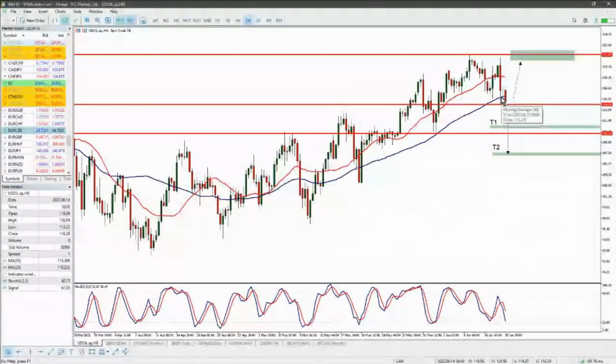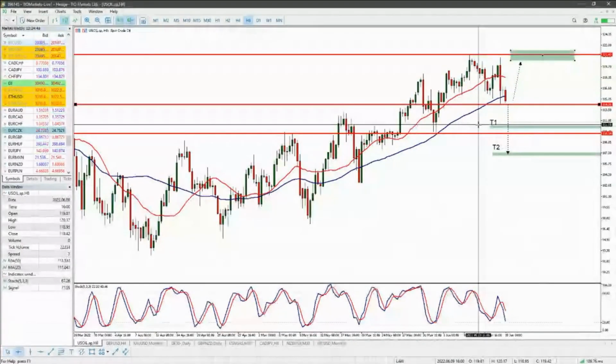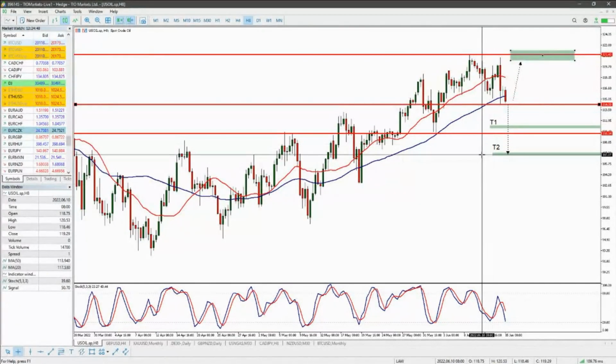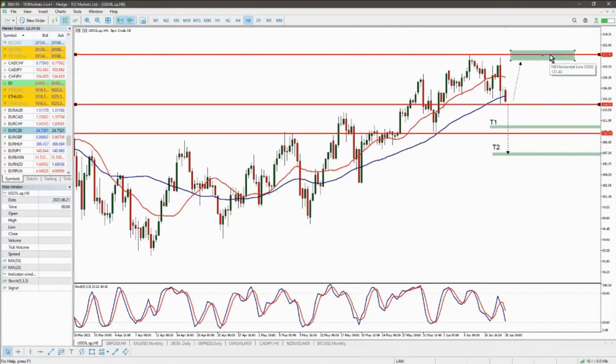If we just get a little move here and then move higher, then that's a more likely target area. If this support breaks decisively, then these here at roughly 111 and 107, those are the targets 1 and 2. So any questions?